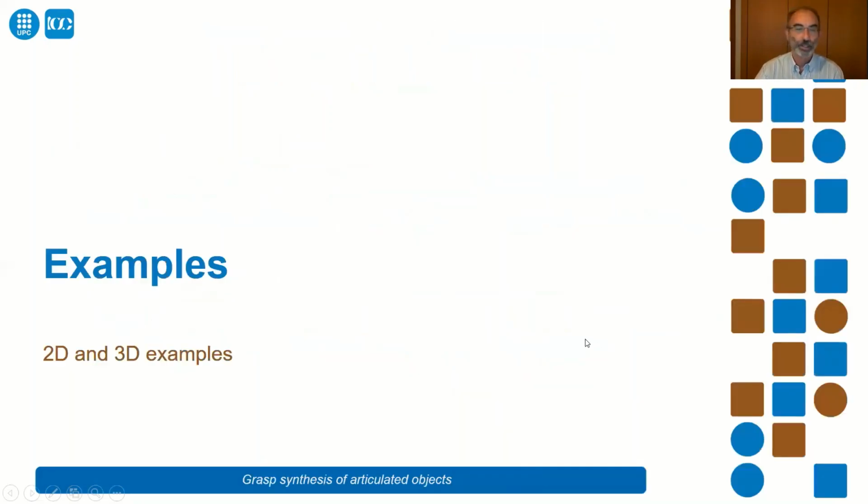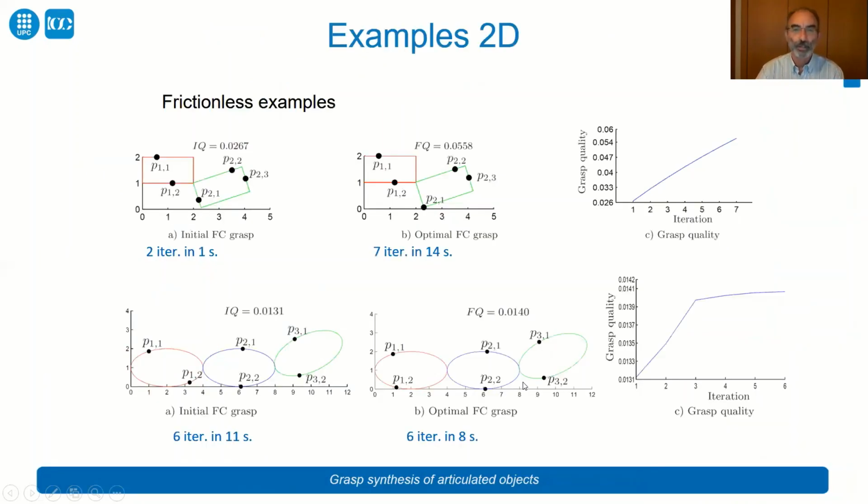So let's see now some examples, 2D and 3D examples. Here we can see 2D examples, 2 polygons joined by a vertex. And here we can see the force-closure grasp, and in the picture on the right, the optimal force-closure grasp obtained after the optimization process. And here we just display the quality evolution during the iterations.